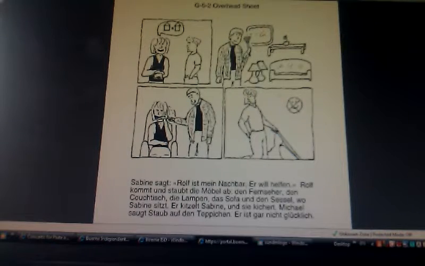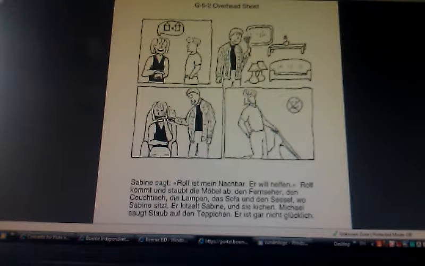And now a list of the furniture that he dusts off. Den Fernseher, so the television. Den Couchtisch, of course you know what that is, a couch table. Die Lampen, of course the lamps. And then the sofa. Und den Sessel, and the easy chair, where Sabine sits. In English you would say where Sabine is sitting. That's where she is, right there. He tickles Sabine, and Sabine giggles. Okay, not like the two little kids, though. This is a little bit different.